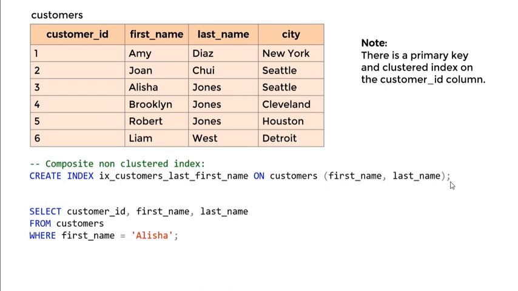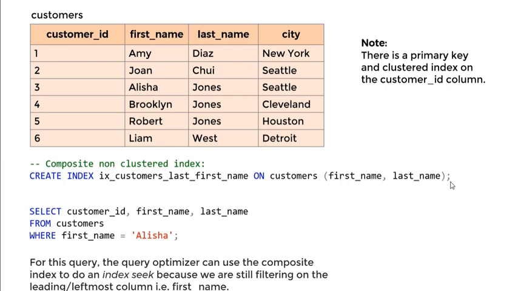So now we have one condition in the where clause where first name equals Elisa. For this query, the query optimizer can use the composite index to do an index seek because we are still filtering on the leading leftmost column first name, so we can still use the composite index, and it will go straight to any row where first name equals Elisa. In this case we get one row.